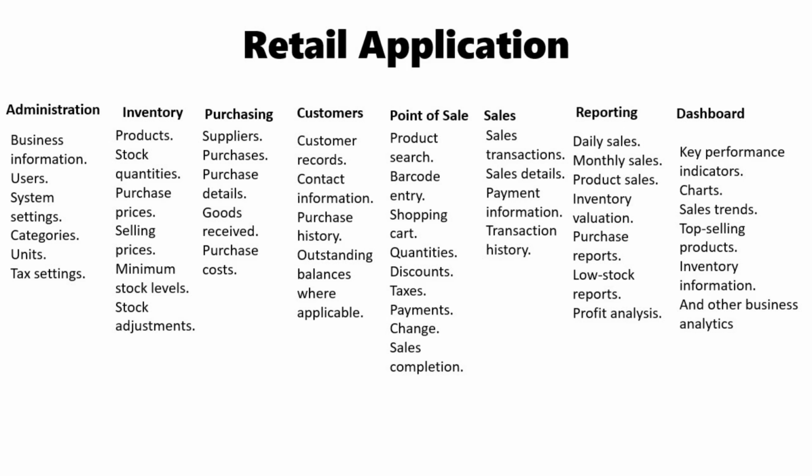The point of sale section will include product search, barcode entry, shopping carts, quantities, discount, taxes, payments, change, and sales completion. The sales section will include sales transactions, sales details, payment information, and transaction history.